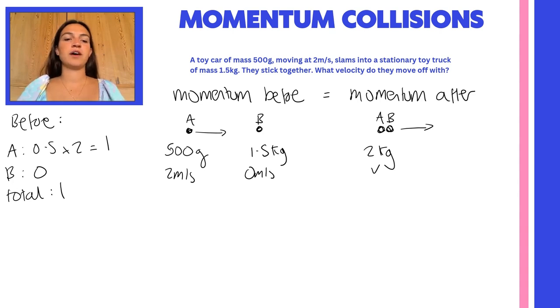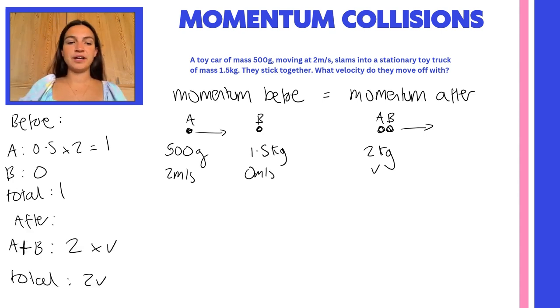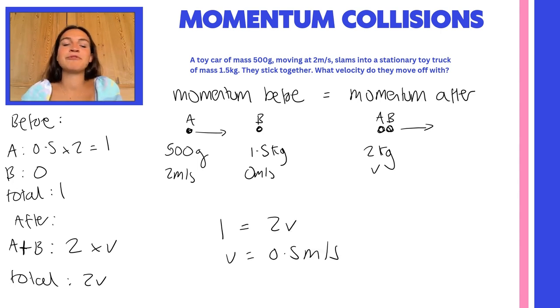So let's look at before. 0.5 times 2. So 500 grams. Remember, my mass needs to be in kilograms in this equation. So 500 grams divided by 1,000, where that 0.5 comes from, times 2 is 1, and the momentum of B is 0. So in total, I have a momentum of 1. Then in my after picture, I have A and B together, moving at mass 2 multiplied by velocity v. So their total momentum is 2v. Setting momentum before 1 equals momentum after 2v gives me, if I divide through, that v is 0.5 meters per second.